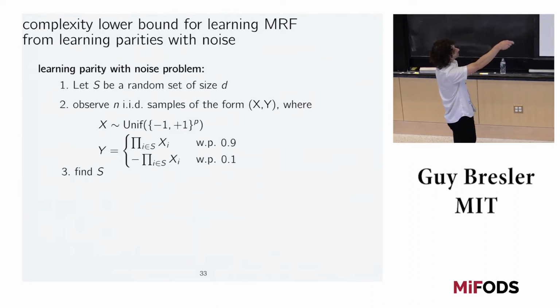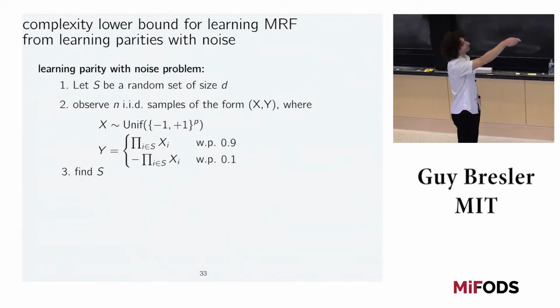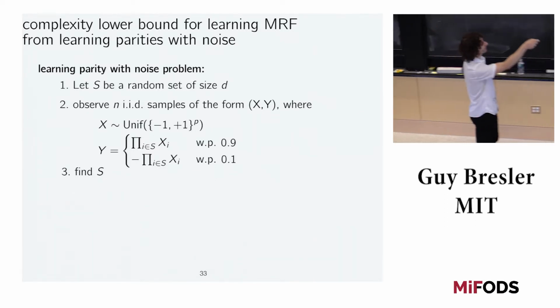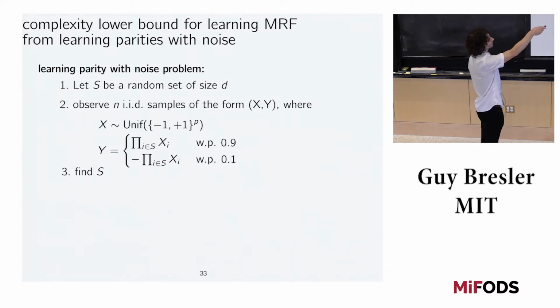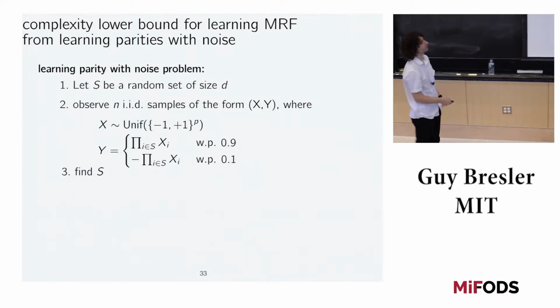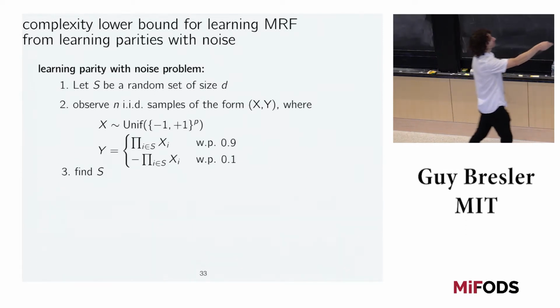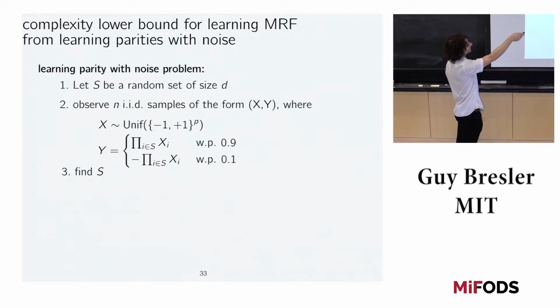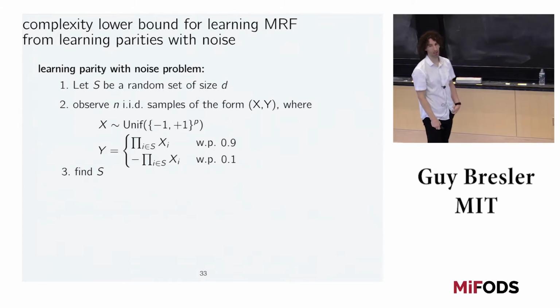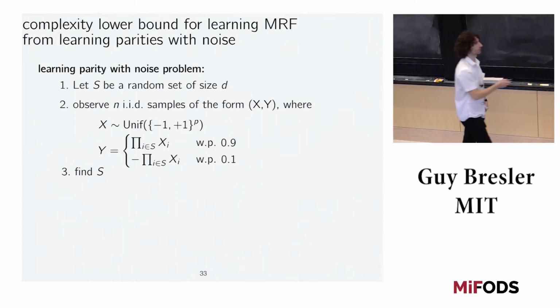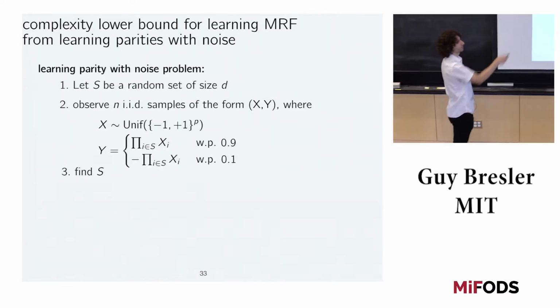Let S be a random subset of size D out of the P total variables. You have no idea what S is. You observe n IID samples of the following form: X, which is just uniform on the hypercube, and Y, which is the parity of the X's in the set S. But sometimes you get an erroneous value for this parity. So with 10%, it flips.